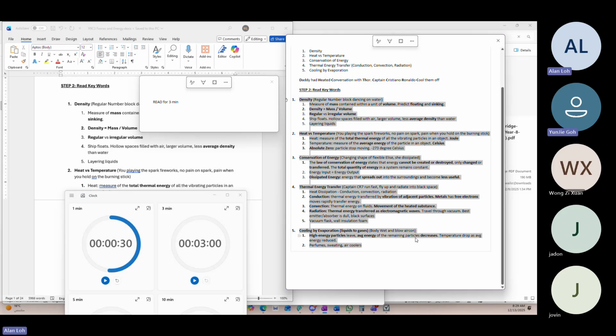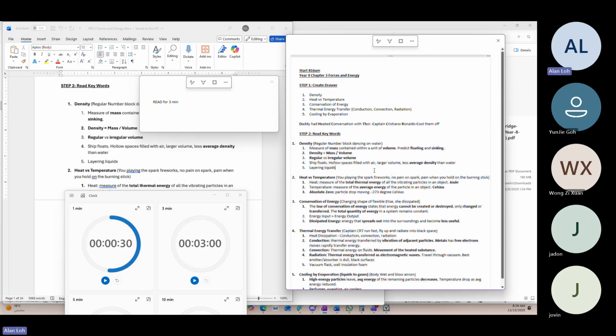So let me do this. I have 5 drawers. I will pick one of you to tell me what the name of the drawer is. Let's start with Jovin. Since you are late, I'll give you the easiest one. What is drawer number 1? Density. Good. Xuan Xuan, what is drawer number 2?